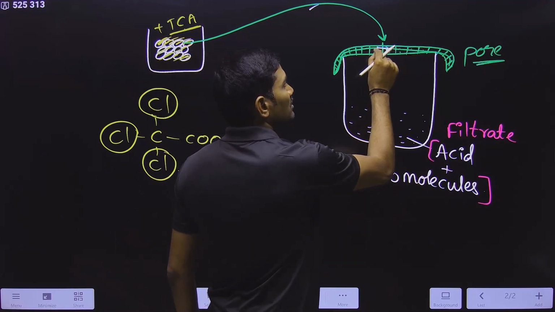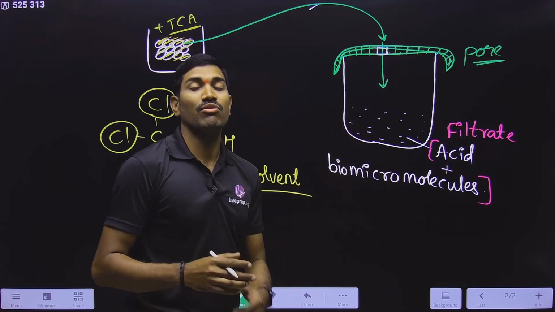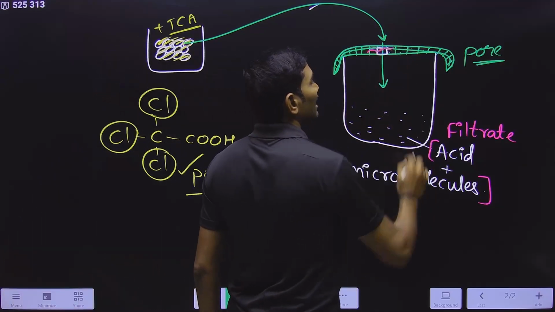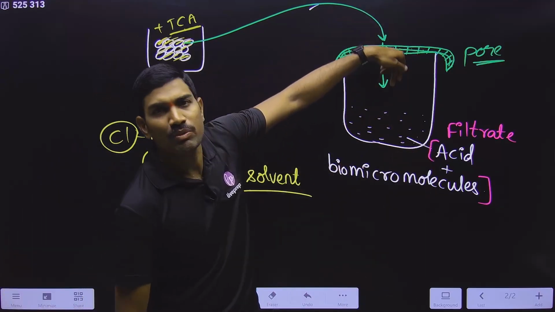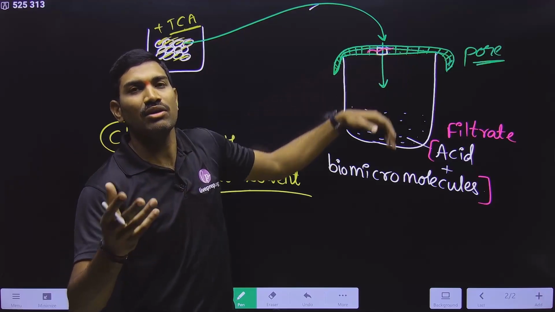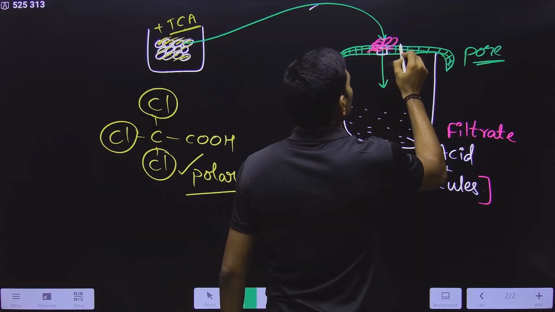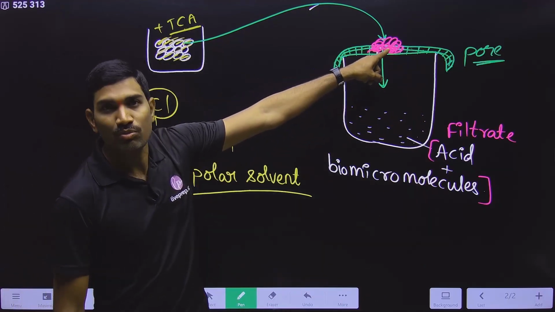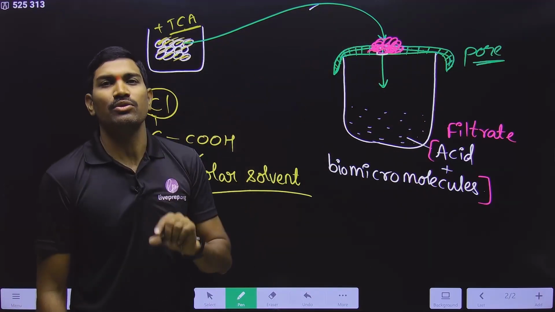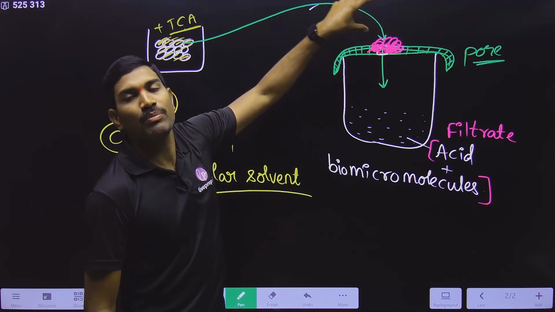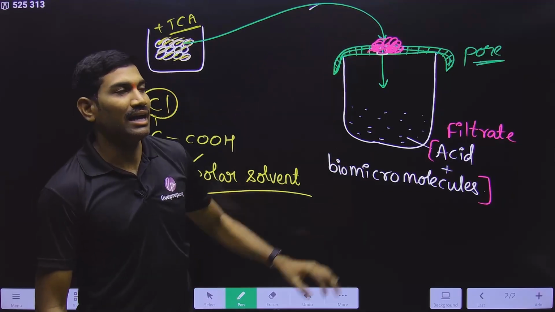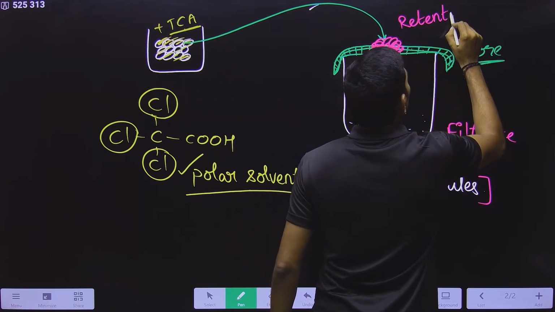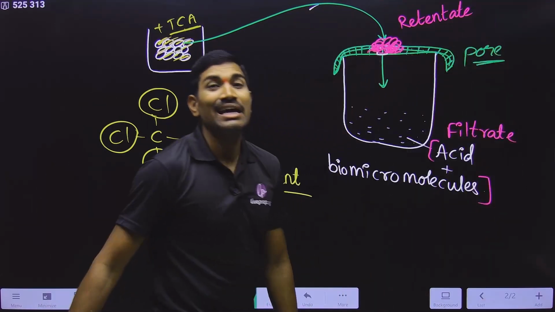Here some molecules that are smaller are coming into this. But what about the molecules that are larger in size? Can they pass through this particular pore? No, they cannot pass through. Then what happens? All these molecules are collected at the top of this cheesecloth. Since these are large molecules, they cannot pass through the small pores. That's why they are stopped on top of the cloth. And this particular fraction is called the retentate.